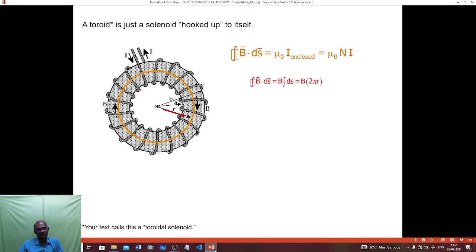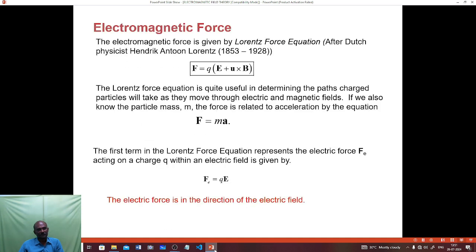Similarly for a toroid. Then the electromagnetic force, a combination of electric as well as magnetic fields. Lorentz derived a force combining the electric and magnetic. So F is equal to Q into E plus u cross B, where Q is the magnitude of charge, E is the electric field, B is the magnetic flux density, and u is the velocity. So it is the combination of electric force and magnetic force.